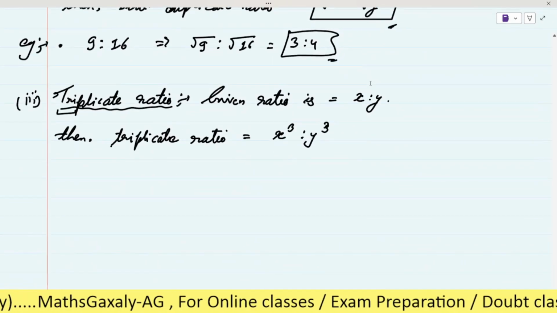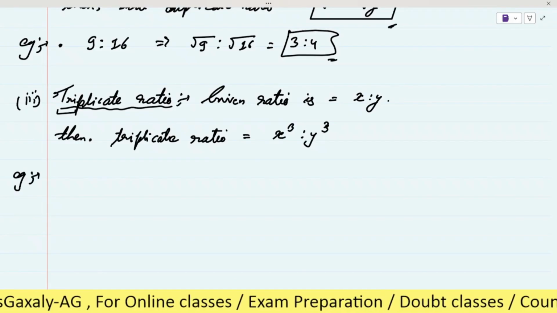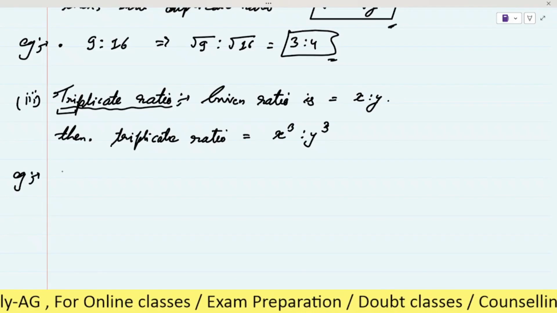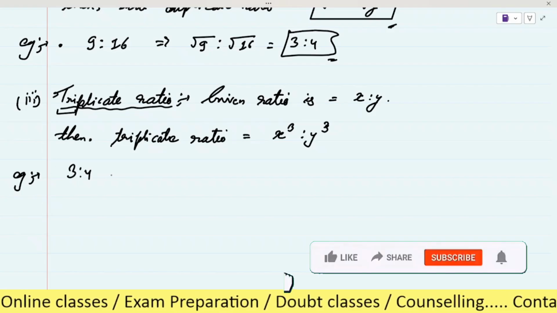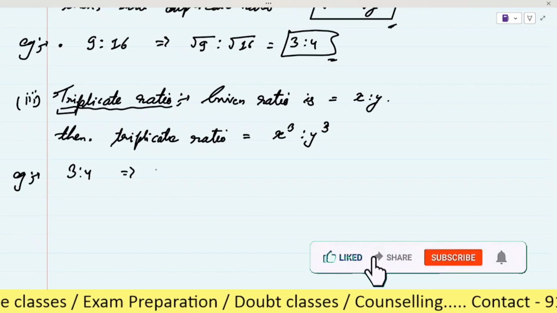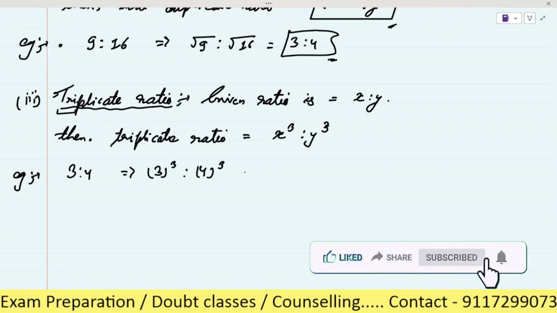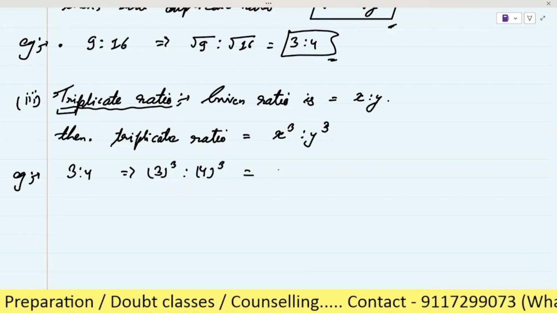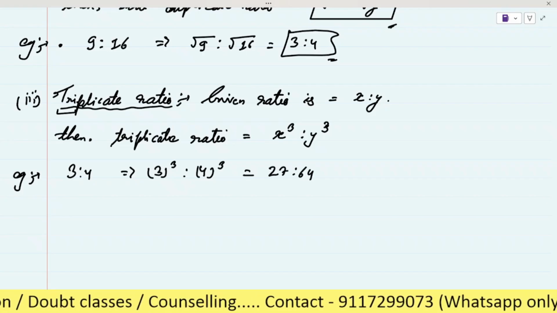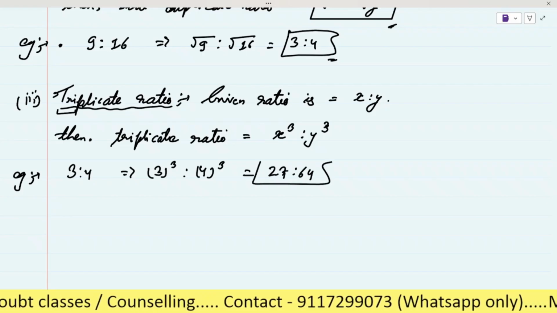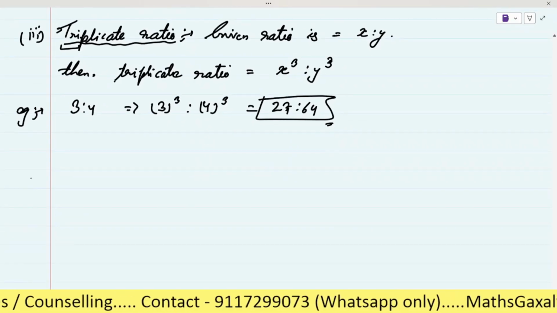Is it clear or any doubt? The question can be asked directly like this: find the triplicate ratio of 3 is to 4. We just have to give the power of 3, so it will be 27 is to 64. Very good. Is it clear now?